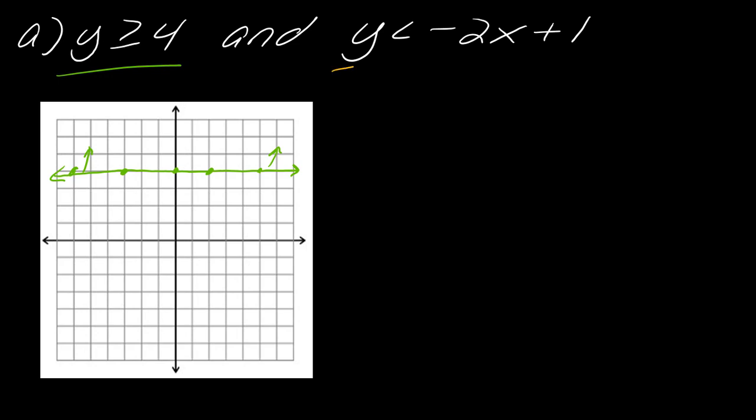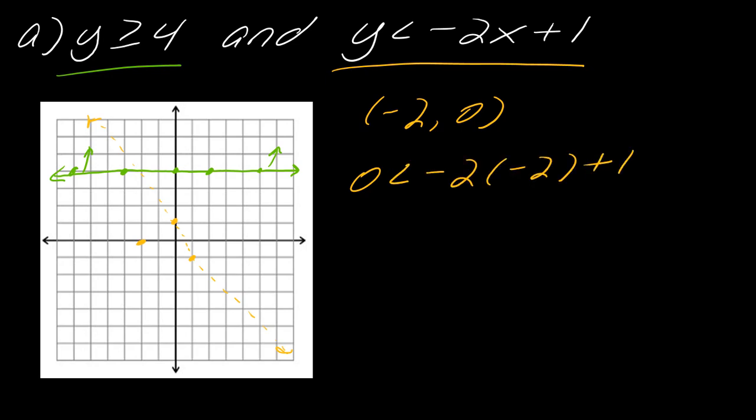And now let's pivot to the other line. So I'm going to draw this other one. I've got the y-intercept of 1. I go down 2 over 1. And for this one, I'm going to have a dotted line like this. And now I have to figure out what side do I shade. So if I take this point here, this is (-2, 0). I plug that in. I'm going to get 0 is less than -2 times -2 plus 1. And if I work that out, I will get that 0 is less than 5, which is true.